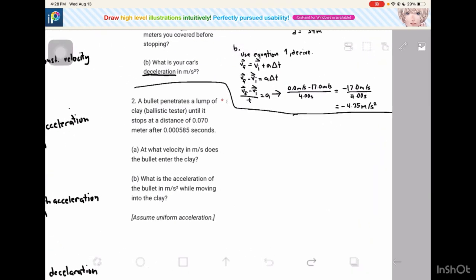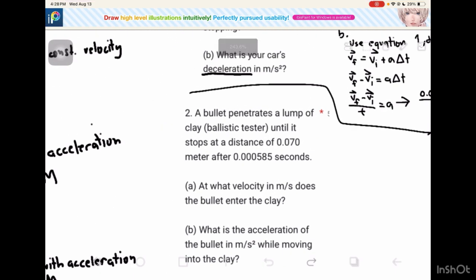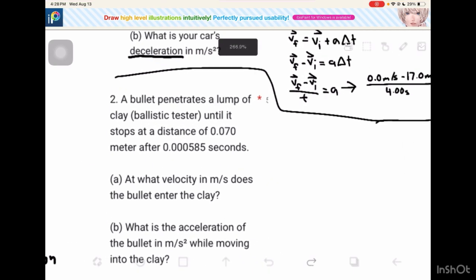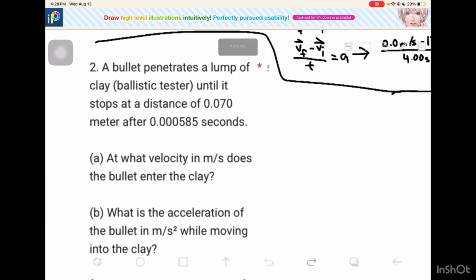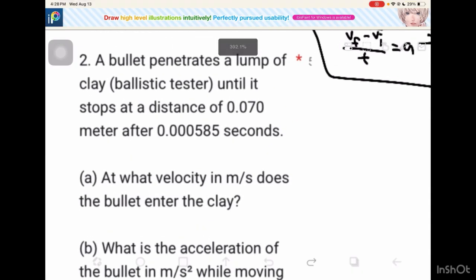A bullet penetrates a lump of clay ballistic tester until it stops at a distance of 0.070 meters after 0.085 seconds. So now this one's a bit different because for real now, we are actually only given two. I think we have to solve A first before B. So let's do this. So we need to find the velocity first. Seeing as it's just a straight line, the shot is a straight line, it doesn't matter. So we can just do this number divided by this number. So let's write our given.